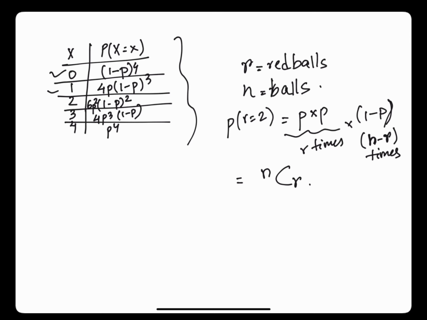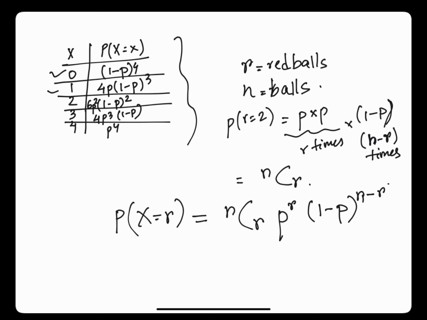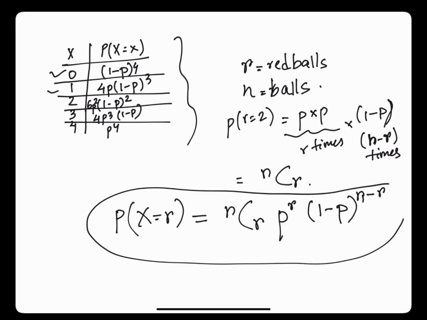So the formula for finding the binomial probability is given by P of r instances as the number of combinations possible, nCr, times p to the power r, times (1 minus p) to the power n minus r. Just remember that n is the total number of trials.